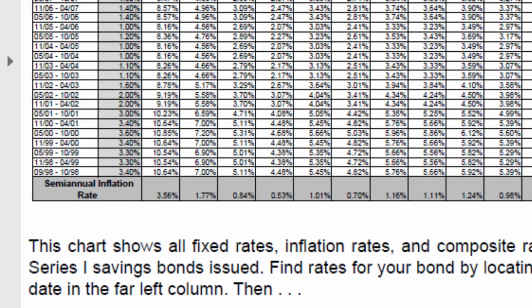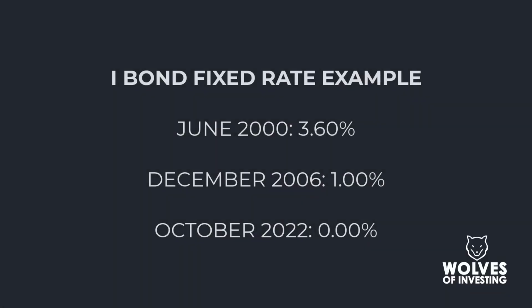And of course, you can choose to end that I-bond's life early by cashing out after the initial holding period of 12 months. For example, let's say you bought I-bonds in June of 2000. You bought some more I-bonds in December of 2006, and some more I-bonds in October of 2022. Your I-bonds from June of 2000 would have the fixed rate of 3.6%. The ones from December of 2006 would have the fixed rate of 1%, and the ones you bought from October of 2022 would have the fixed rate of 0%.